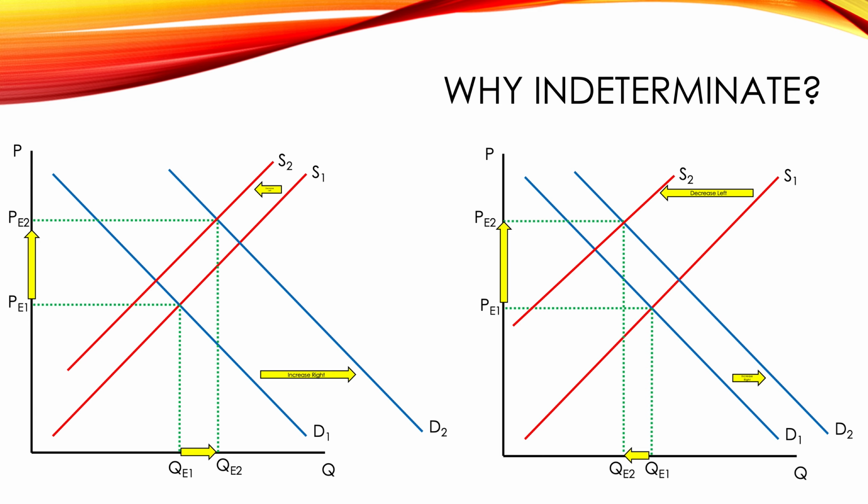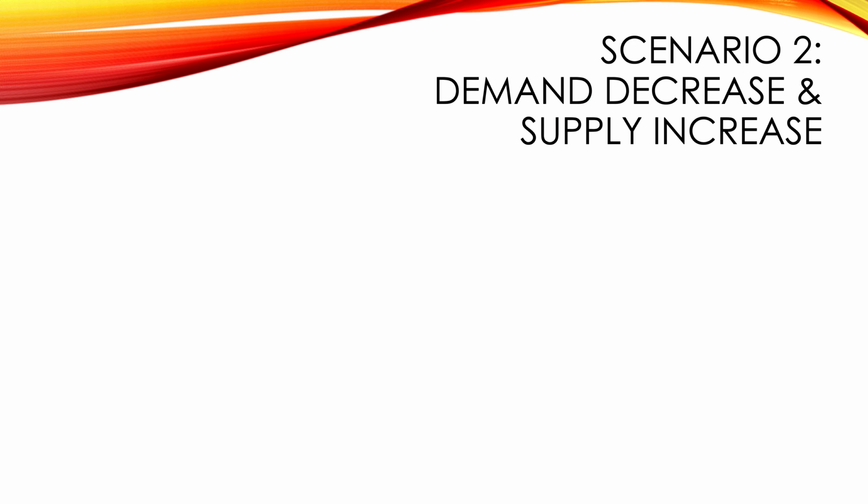However, do note, we can absolutely say what would happen to the market equilibrium price. There is no situation where demand increases and supply decreases where price doesn't go up. Price is going to go up every single time. All right, so let's take that information and move into scenario 2. This time we're going to see the opposite of what we saw before. We're going to see a demand decrease and at the same time a supply increase.